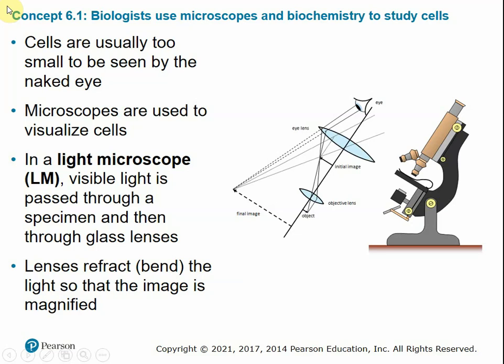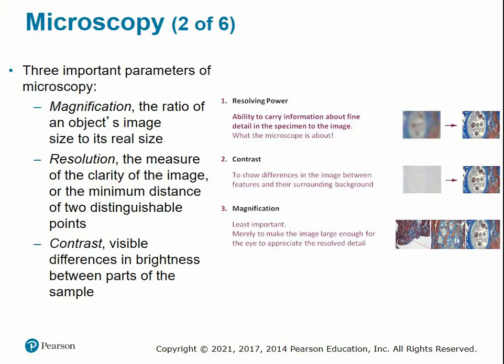Because cells are usually too small to be seen with the naked eye, we have to use microscopes to help us study and learn about these cells. The standard type of light microscope, which is what we have in our lab, is where visible light is passed through the specimen and then through glass lenses, or different objectives. These lenses refract or bend the light to help magnify and blow up the image we're looking at. There are three important parameters to microscopy that we need to consider.